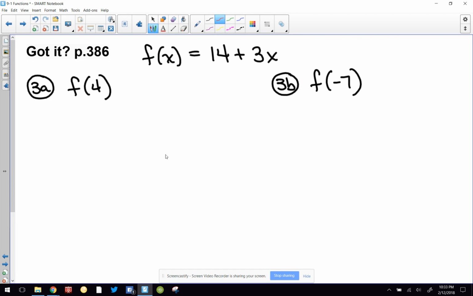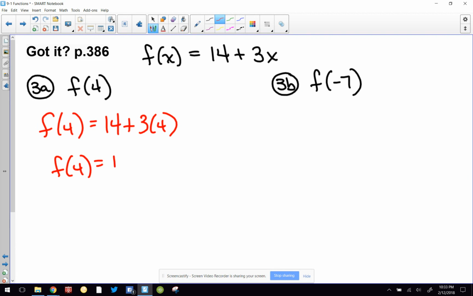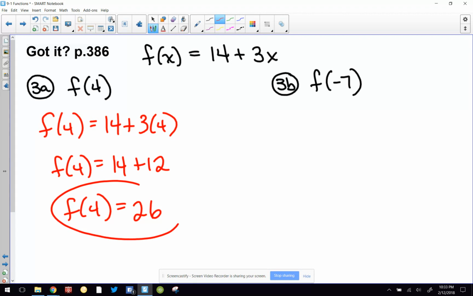So let's try a couple of examples here. Here's my function, f of x equals 14 plus 3x, and we're going to find our outputs. What is the value of this function when x is 4? So what is f of 4? So to find f of 4, I'm just simply going to put 4 into the function. And that is 14 plus 12. So f of 4 is 26.